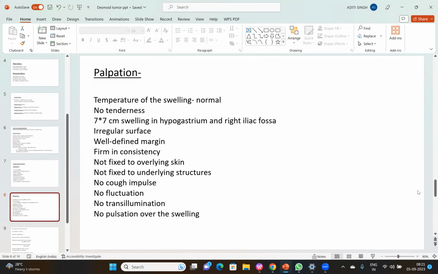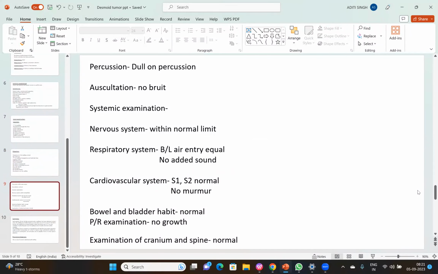On palpation, temperature over the swelling is normal, no tenderness. 7 into 7 centimeter swelling in hypogastrium and right iliac fossa, a regular surface with well-defined margins, form and consistency, not fixed to the overlying skin or underlying structures, no cough impulse, no fluctuation, no transillumination, no pulsation over the swelling. On percussion, dull. On auscultation, no bruit heard.